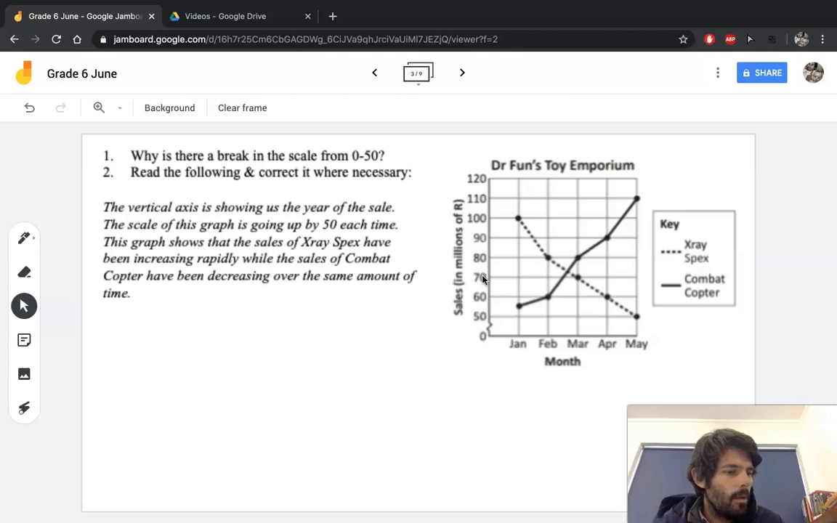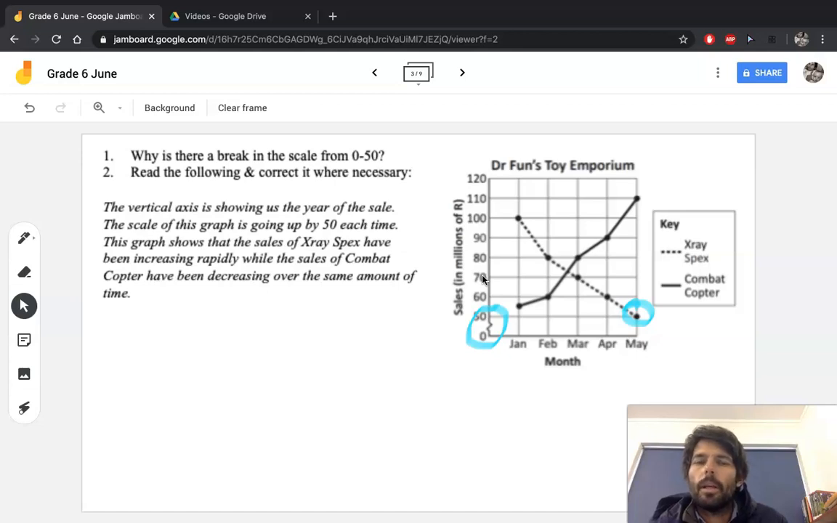So why then would they use this break in the axis? And the answer is because if you have a look at the dotted line graph and the solid line graph, none of them enter into the region from 0 to 50. Okay, so they can make a break from 0 to 50 because there's no information that needs to be put in for 0, 10, 20, 30, or 40. Your first entry, as you can see with the X-ray specs, starts at 50. So that is the reason behind the break in the vertical axis.